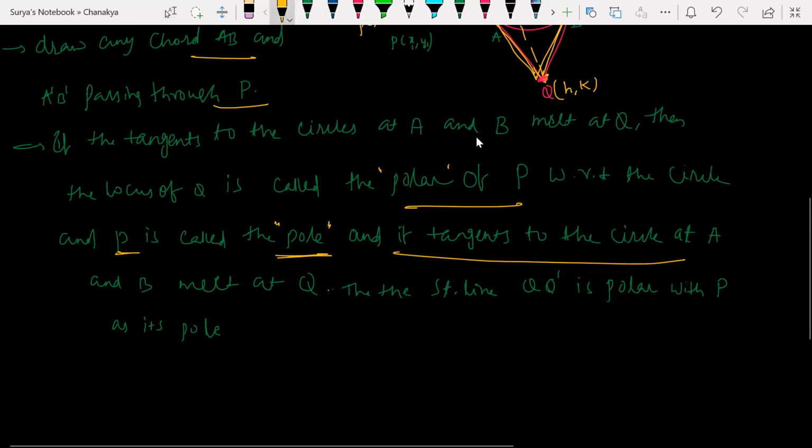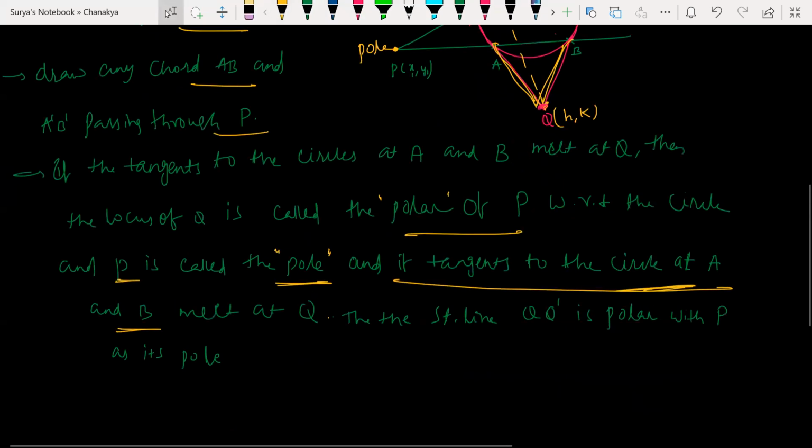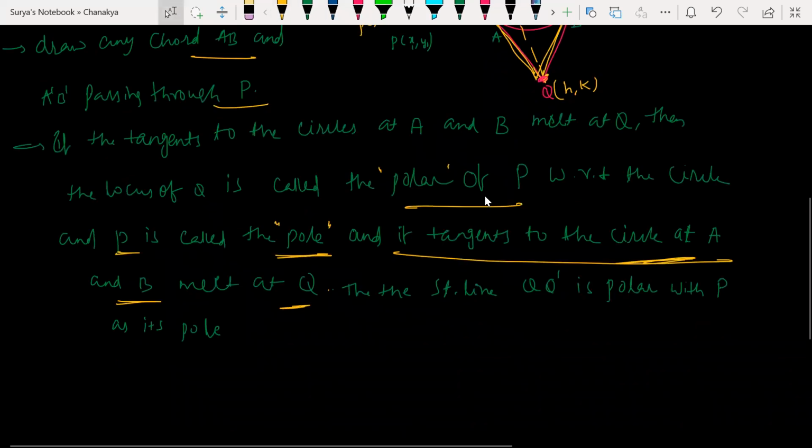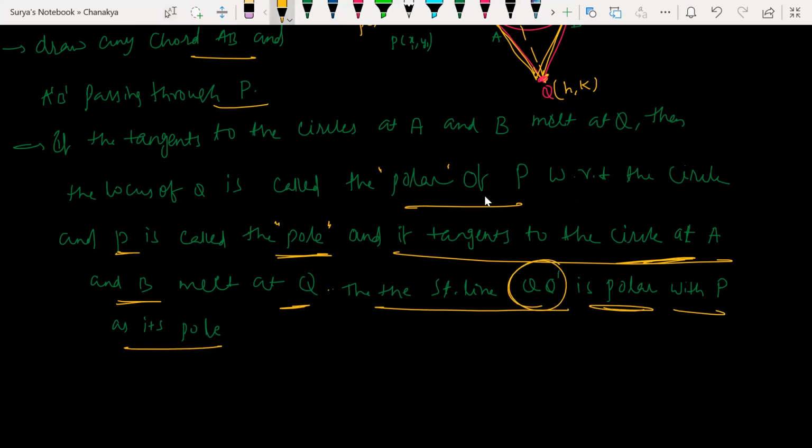And if the tangents to the circle at A and B meet at Q, then the straight line Q dash is the polar with P as its pole.